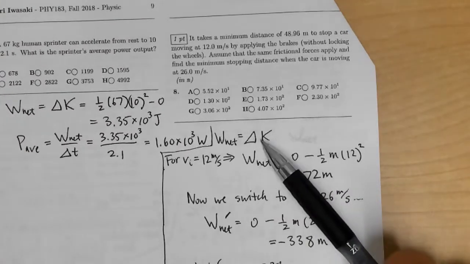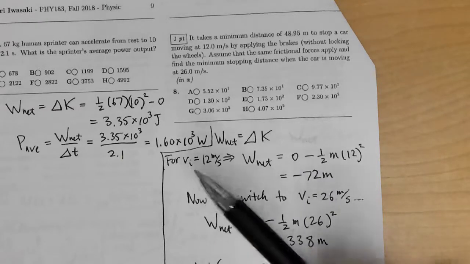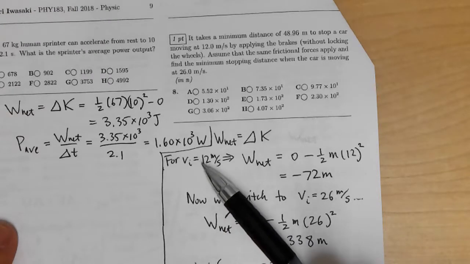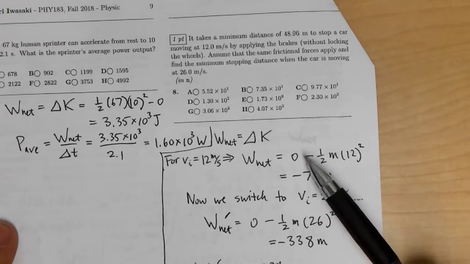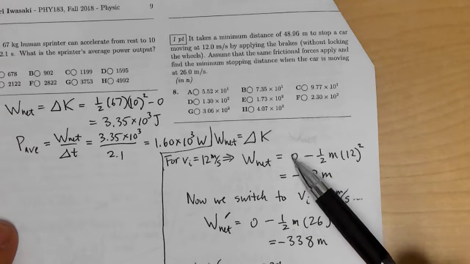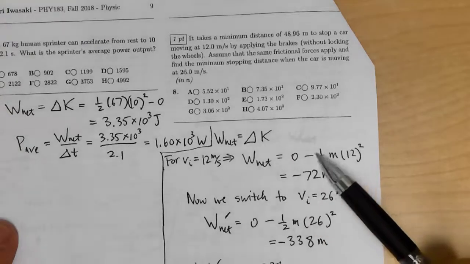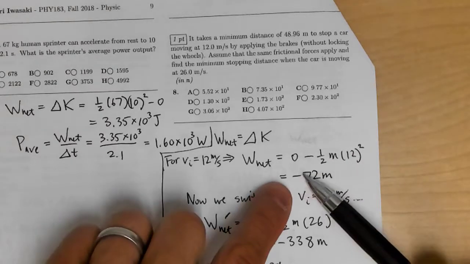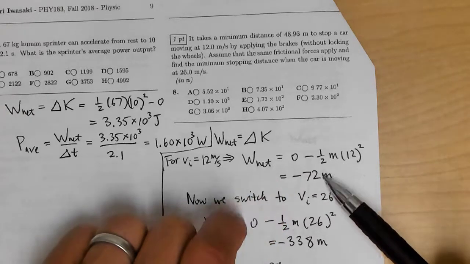Okay, the work done by the net force is equal to the change in the kinetic energy. So what we're going to do is figure out the net work done. So V initial is equal to 12 meters per second. The final kinetic energy is 0 because it stops. So the change in the kinetic energy is 0 minus 1/2 m times V initial, which is 12 squared. And so that comes out to negative 72 times m. This m is not meters. This m is actually for the mass.